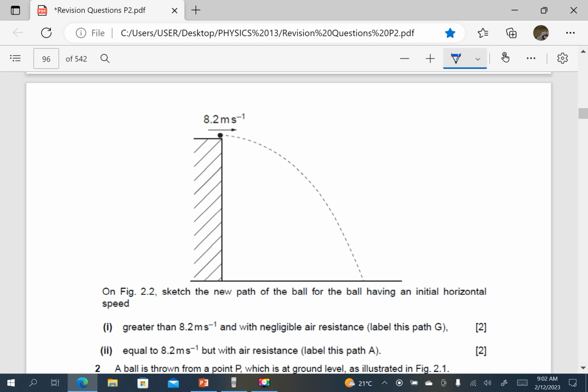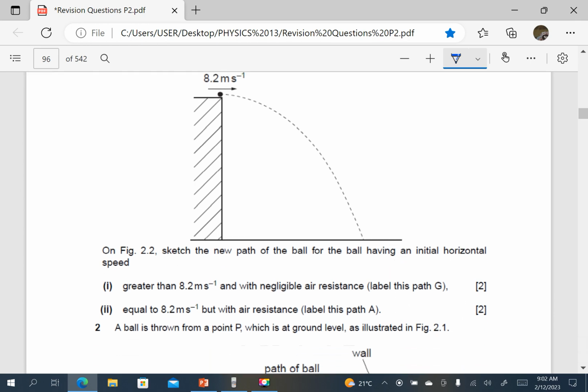On the figure, sketch a new path of the ball having an initial speed greater than 8.2 and with negligible air resistance. There is no air resistance and the speed is greater. That means it is going to fall further. It will hit the ground at a more acute angle. So the path will be on this side. They said label this G. So this is G.